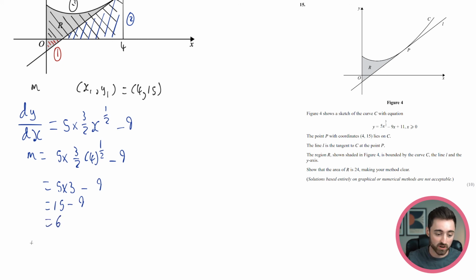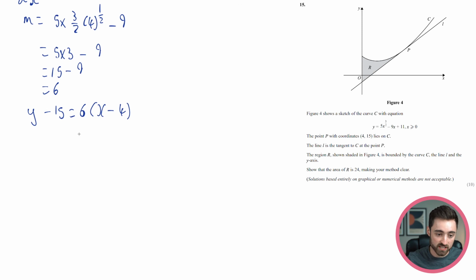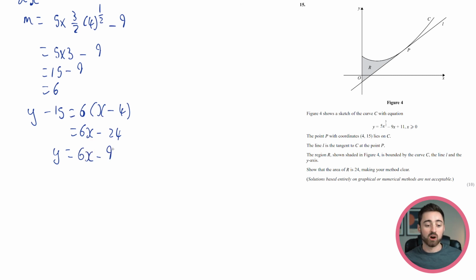That tells me that the equation of my line is going to be y minus y1, so y minus 15, equals m, 6, times x minus x1, which is 4. Clean it up a bit, so this is going to be 6x minus 24, and I'm going to bring this 15 over the other side, so it's going to be 6x minus 9. Okay, that is the equation of the tangent.